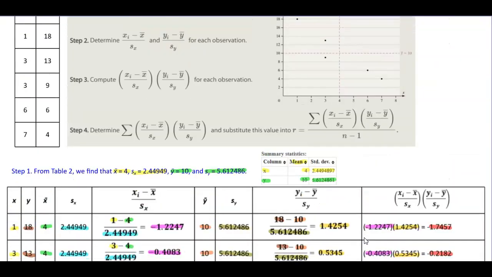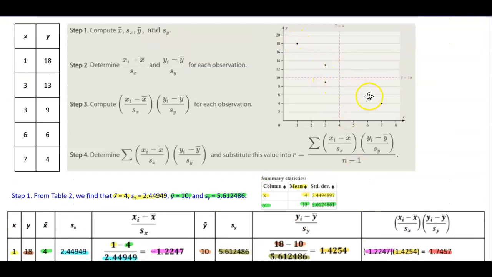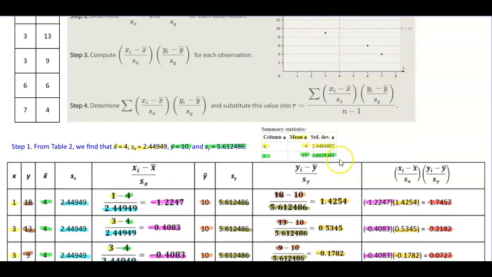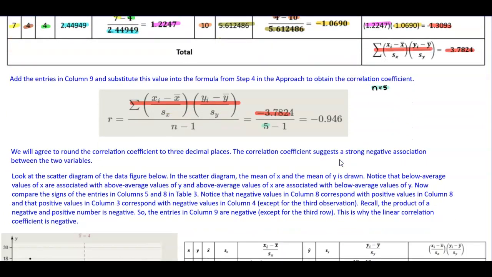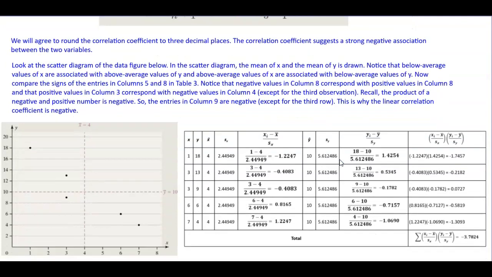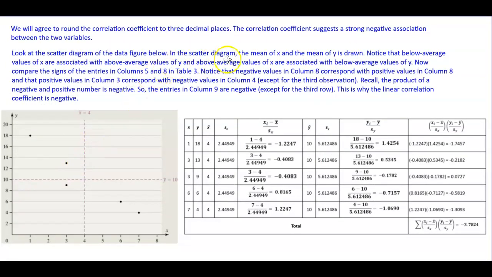Okay, go back to the graph. Well, you can see here that it looks like it's strong, and it's going downward, so you can see what the line looks like. If we look at the scatter diagram of the data below here to the left, in the scatter diagram, the mean of the x and the mean of the y is drawn. So there's the mean of the x and the y.